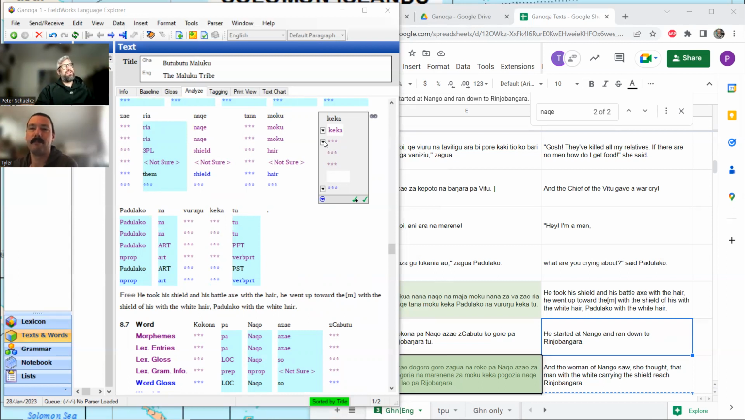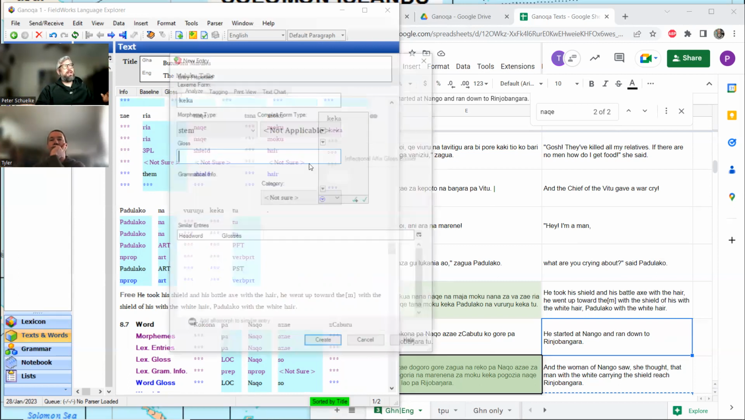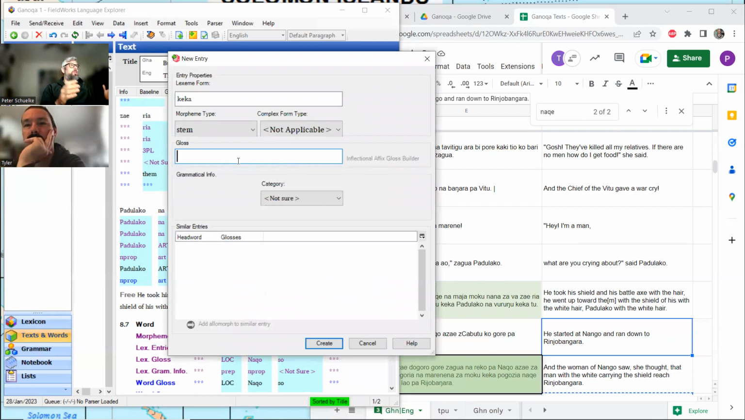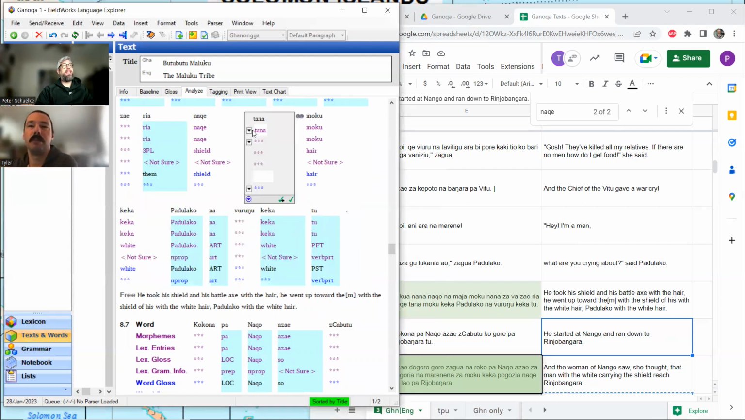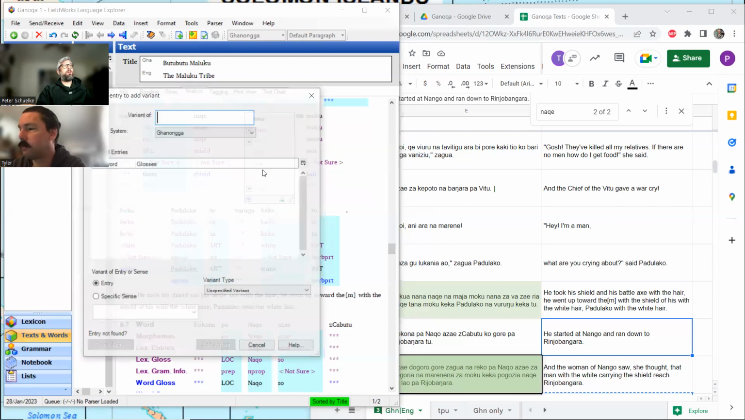So it's a trade-off. Keka is white, I'm guessing. It's probably keka. I'm schwaing the final vowel because it's my tendency in English. So I'm going to call that white. Pretty happy with how this is turning out. Tana, I'm believing, is his. Yeah. But it's really not his. It's his or her. It's its. It's gender neutral. So, that's not a variant.